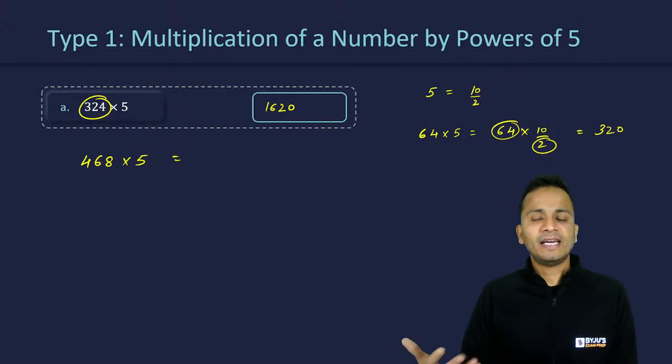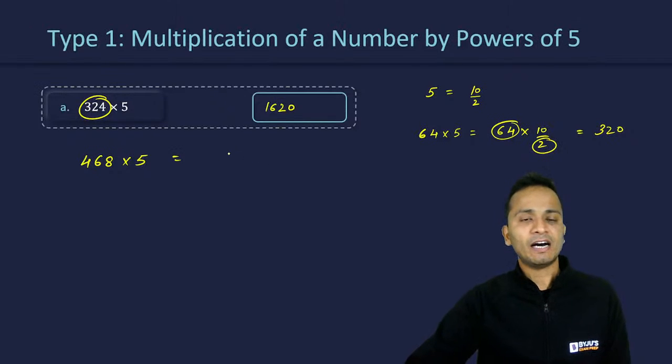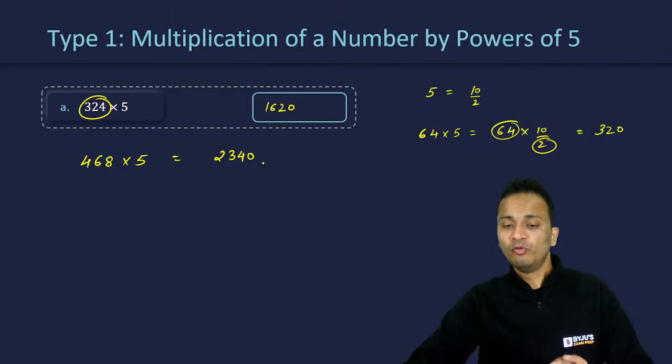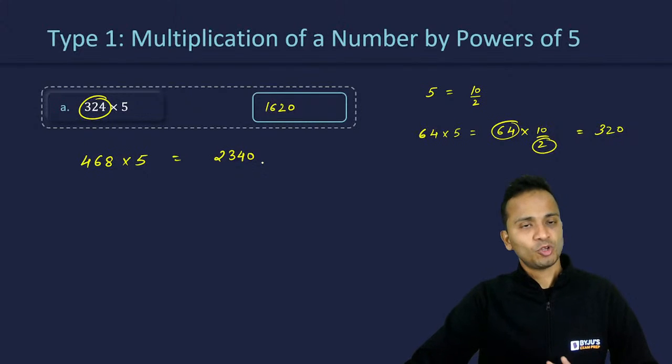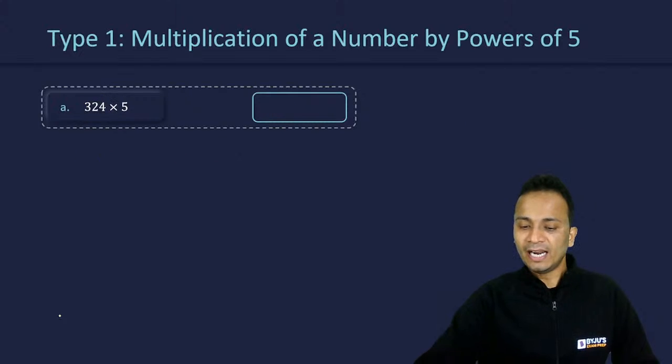So 5 को क्या करना है, 10 by 2 से रिप्लेस करना है, तो नंबर को हाफ करो. 468 का हाफ कितना होगा, it will be 2, 3, 4 and put a zero in front of it. So 2340 will be the answer for this question. All right, ठीक है, चलो आगे चलते हैं. Let's move ahead and look at the next.